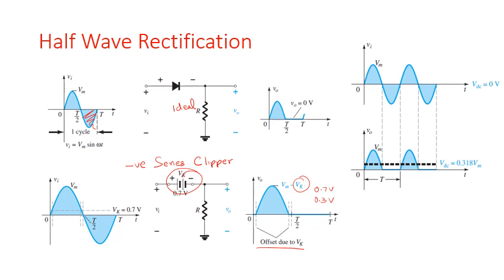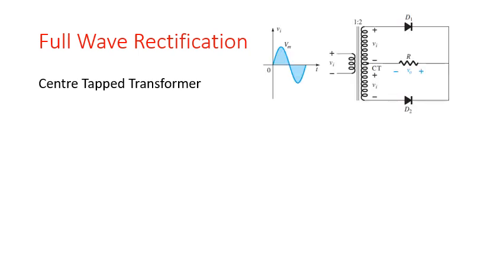I cannot have only half set of waveforms. I will need the other half as well. So what we have is a full wave rectifier. Full wave rectifiers, we have two types: center tap transformer rectifiers, and you also have bridge rectifier. The first one that we will be doing is a center tap transformer. This is what my circuit diagram looks like.